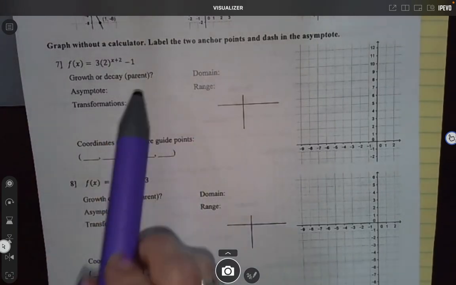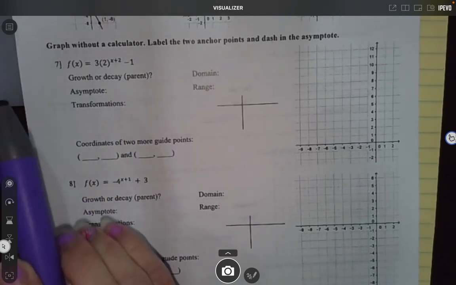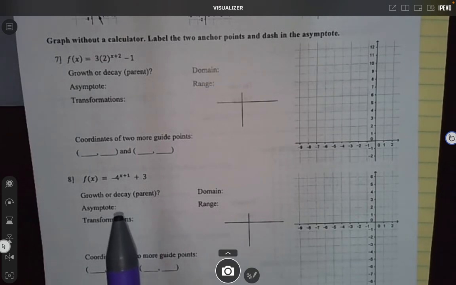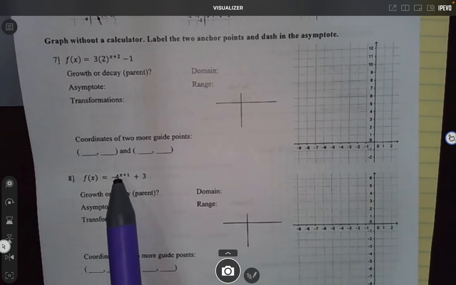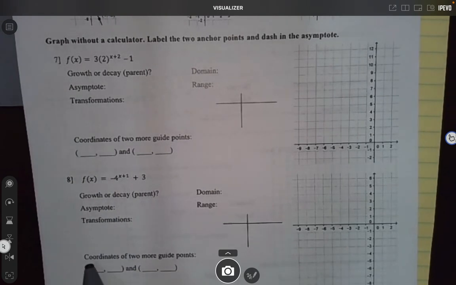On these, you can tell if it's growth or decay, right? On number 8, 7, yeah, any of them. What's number 8? Is this number between 0 and 1, or is it bigger? Just look at the 4. Yeah, it's bigger. So it's growth. Okay? And then you're just saying where it's moved.